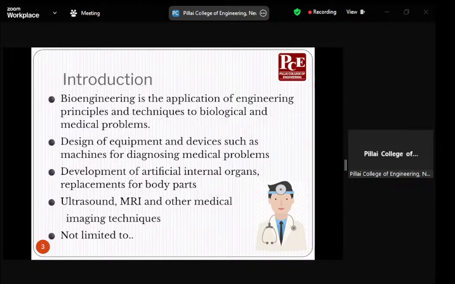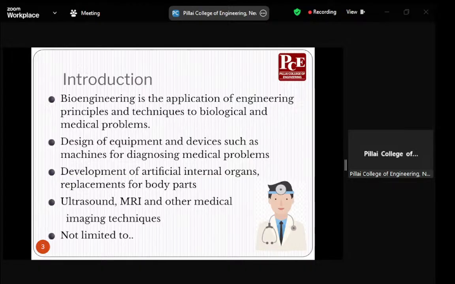Like in the operation theater also, you might find so many devices, right? Now, do you think that all these instruments are made by a doctor? Not at all, right? There must be some engineers, I would say, who have come together and they have designed and made these instruments.